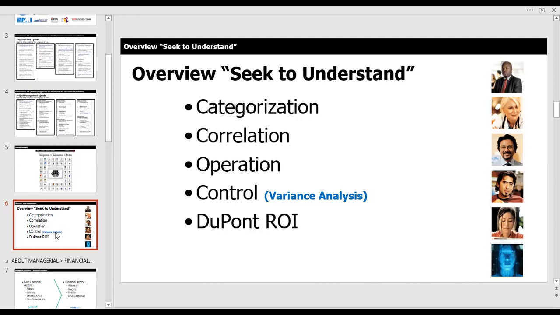Well, I'm not calling it artificial intelligence. That's another discussion that we're not really even close to yet. What we are close to is, on a day-to-day basis, intelligent assistants. And how are the industries and the organizations setting up for that? Well, okay, so now we're going to talk about categorization, correlation, operation, control, and then I'm going to talk about something called the DuPont ROI model.